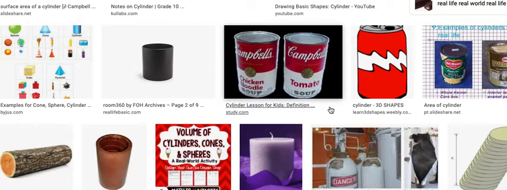Three-dimensional objects can be made up of lots of different shapes, right? If you think about it, a Kleenex box is made up of rectangles. We have all sorts of three-dimensional shapes, and many of the buildings that we live in are made up of different types of shapes. So today I'm just going to focus on finding the surface area of a cylinder.